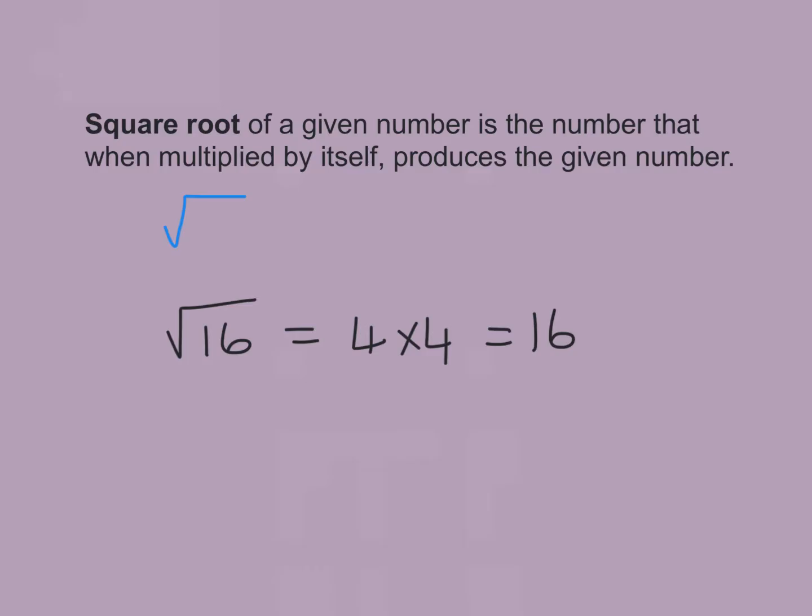Some other common square roots are the square root of 4, obviously, is 2. The square root of 9 is 3. And the square root of 25 is 5.